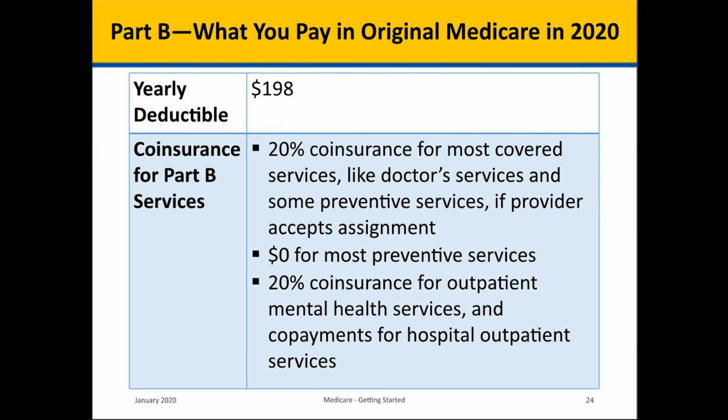And then after meeting that annual deductible, you pay a co-insurance for Part B services. In general, it's 20% for most Medicare covered services. Next slide, please.